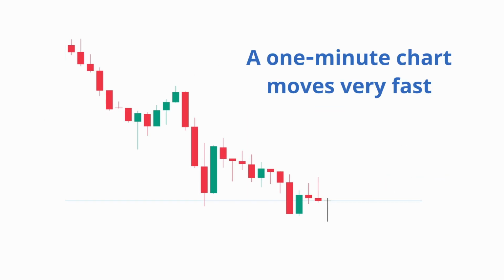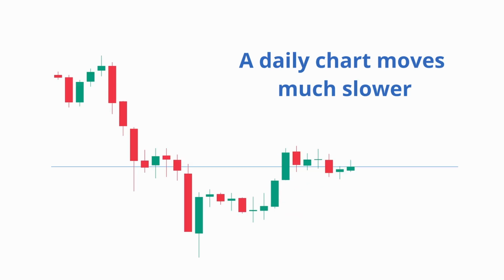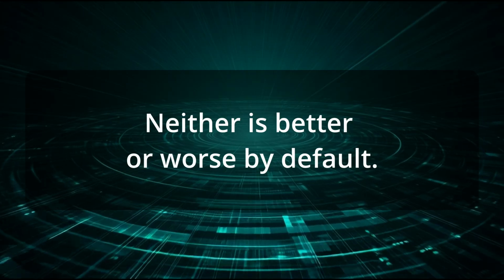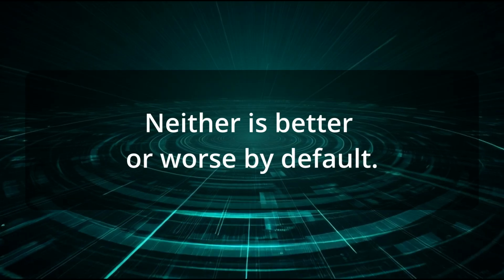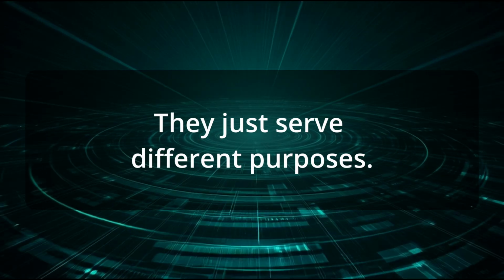A 1-minute chart moves very fast. A daily chart moves much slower. Neither is better or worse by default. They just serve different purposes.